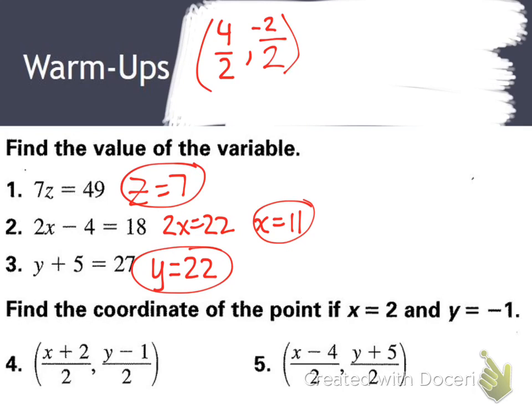So to get my final answer, I'm going to simplify both of these fractions. 4 divided by 2 is 2. Negative 2 divided by 2 is negative 1. So our answer is an ordered pair. I wrote my answer down below. That was just like my in-between step I didn't have room for.